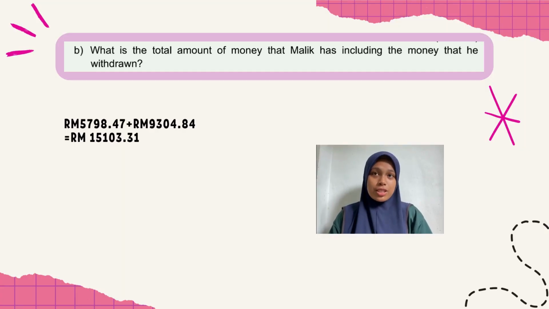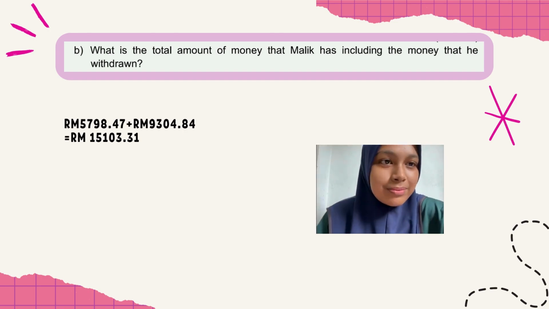Moving on to the next question. What is the total amount of money that Malik has, including the money he withdrew? So the money withdrawn is 5,798 ringgit and 47 cents plus the total accumulated after the reinvestment, which is 9,304 ringgit and 84 cents, equals 15,103 ringgit and 31 cents. So 15,103 ringgit and 31 cents is the total money Malik has.